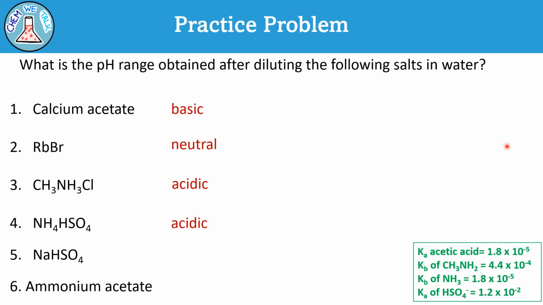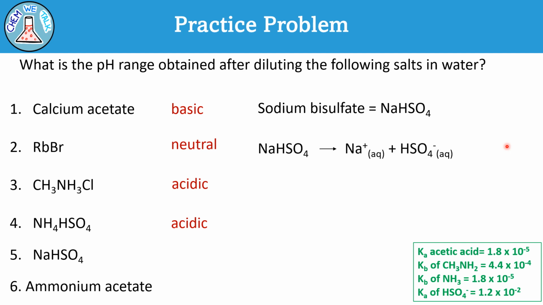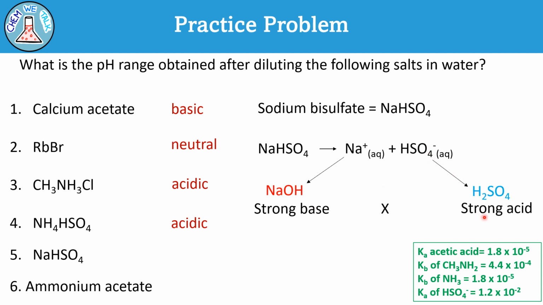So sodium bisulfate, now we have NaHSO4, which is going to produce Na+ and HSO4- ions in solution. The Na+ comes from NaOH, a very popular strong base. HSO4- comes from H2SO4, which is a strong acid. And one would naively think that if this comes from a strong base and a strong acid, that would be neutral, right?